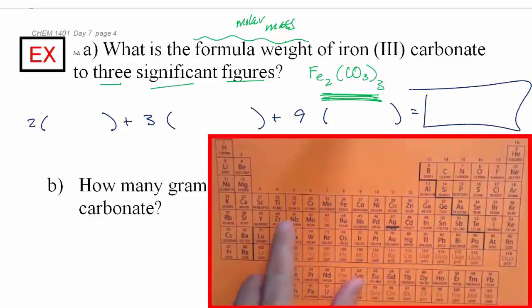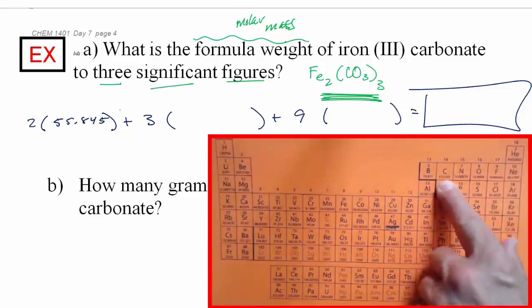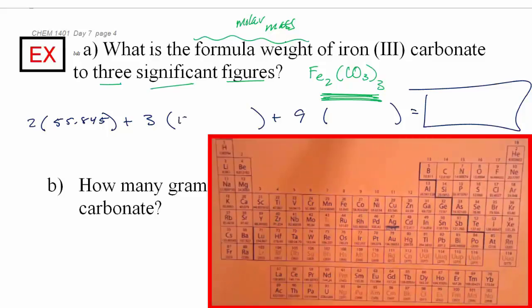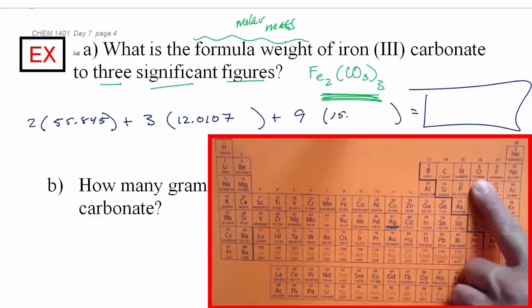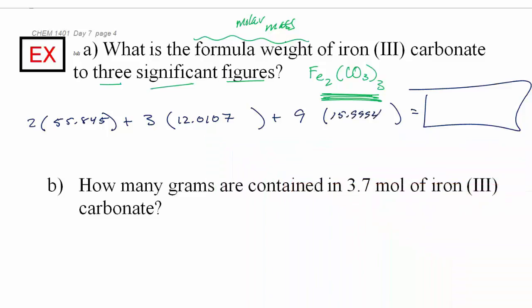Iron, 55.845. Carbon is 12.0107. And oxygen, 15.9994. Okay.